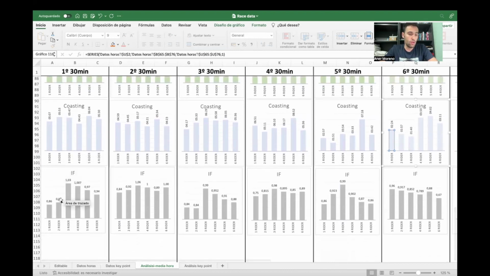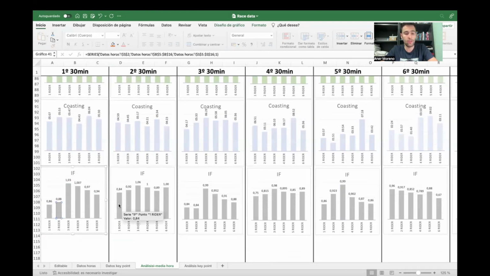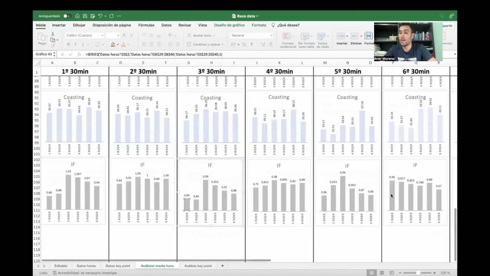The intensity factor, we can see significant differences here. In the first half hour, the intensity factor takes into account the normalized power and FTP of the rider. Rider 1 and rider 2 spend much less energy than the other ones, also in the second half hour, the third, the fourth, and also the fifth one. It is not the same in the last half hour, where we can see much more energy is spent by the first and second riders because they are more, let's say, fresh.